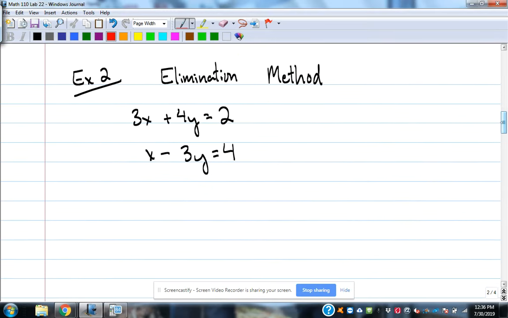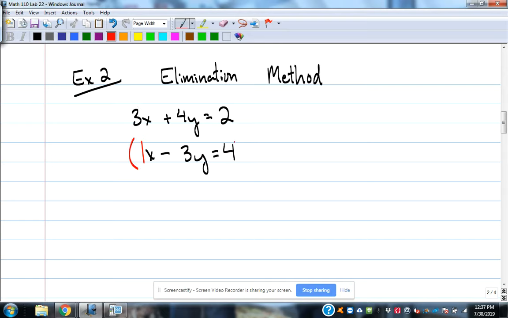We'll take the same system and we're going to solve it using the elimination method. So we have 3x plus 4y is equal to 2, x minus 3y is equal to 4, and we're going to use the elimination method. In using the elimination method, the idea is to take one of the variables and eliminate it by making the other equation have the opposite coefficient. So when we look at this system of equations, we have a 1 in front of the x and a 3 in front of the x in the first equation.